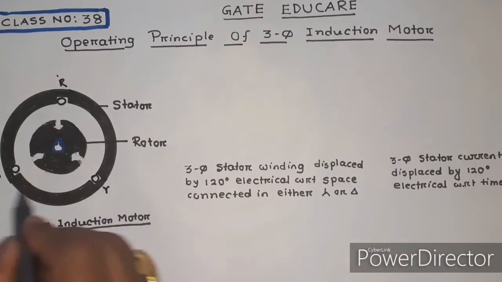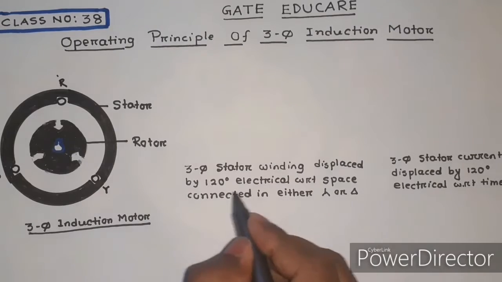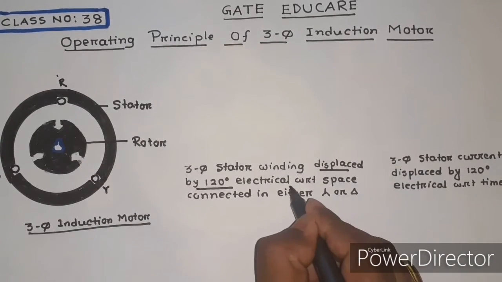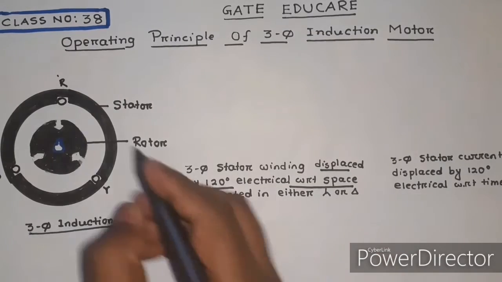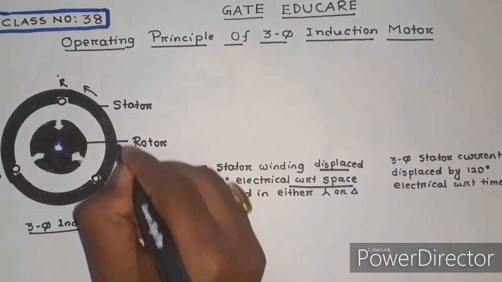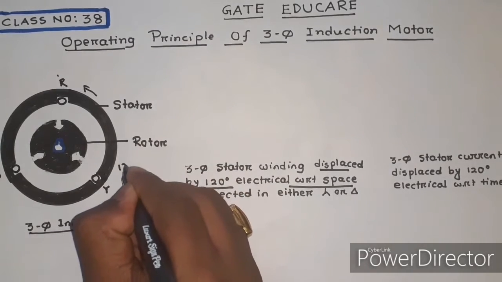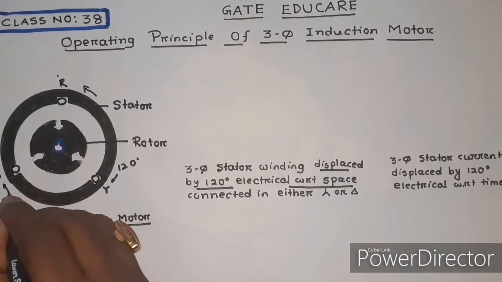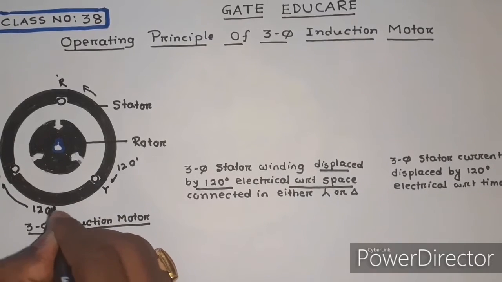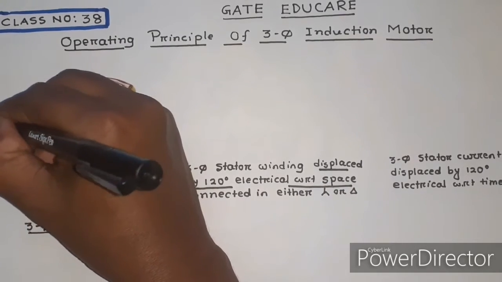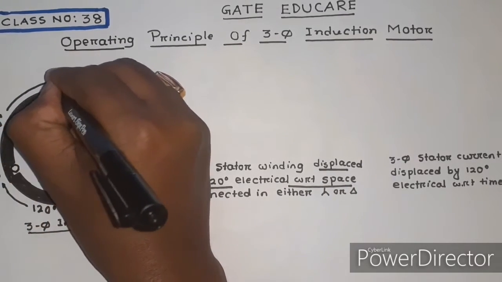These three-phase stator windings must be displaced by 120-degree electrical with respect to space. That means this angle should be 120-degree. This angle must be 120-degree and this angle must be 120-degree.